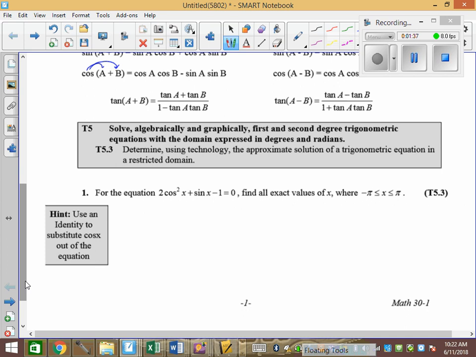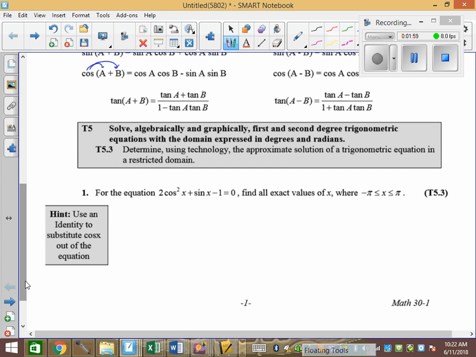So solve algebraically and graphically. This is the actual curriculum outcome. Solve algebraically and graphically first and second degree trigonometric equations with the domain expressed in degrees and radians. Determine using technology the approximate solution of a trigonometric equation in a restricted domain. So we're going to do this algebraically, and then we're going to check it graphically, right? Because they could just give it to you like this, and you could 100% just put in your calculator.